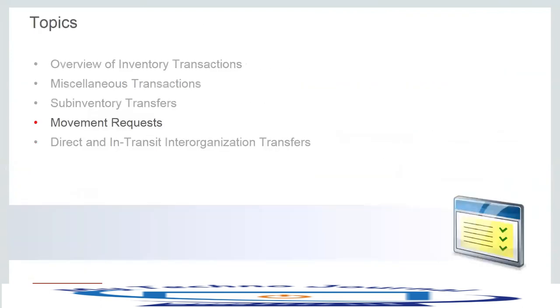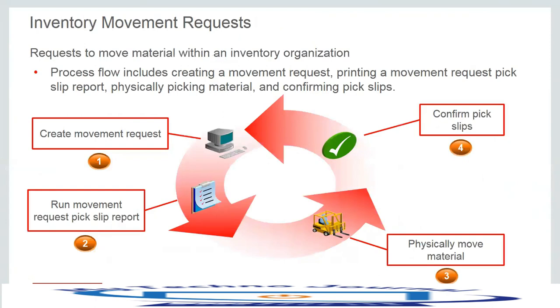So let me go to the slide. Sorry for skipping, going quickly through various slides. So the movement request. This diagram is basically showing you the steps that the process of inventory movement request includes. That is creating the movement request, running the movement request pick slip report, physically moving the material, and then confirming the pick slips.